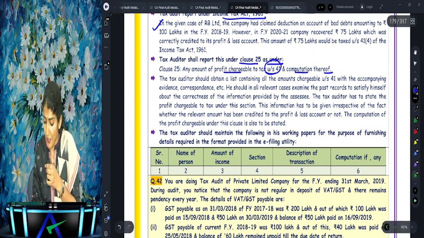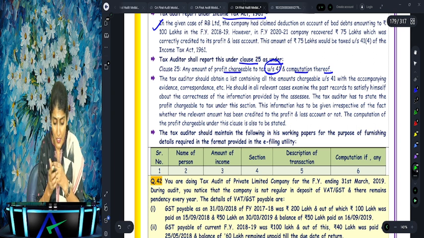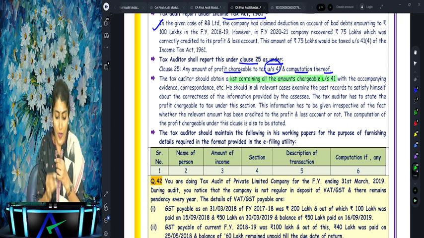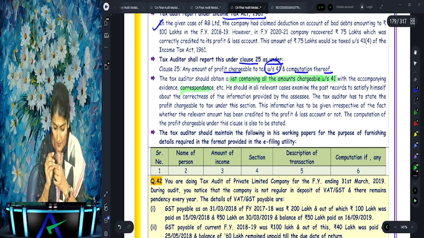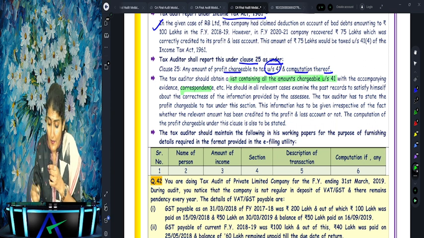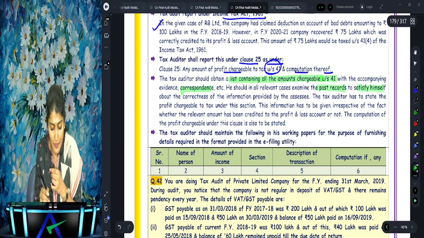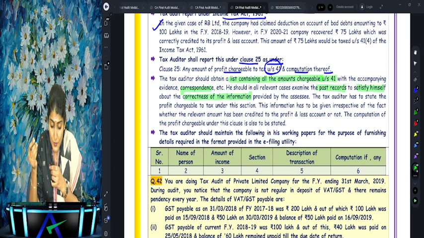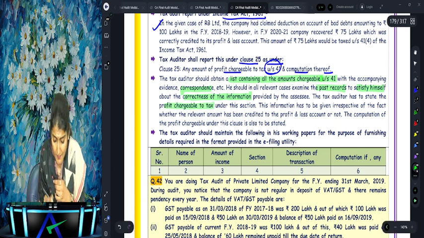And then the audit procedures. What are the audit procedures? The tax auditor should obtain a list containing all the amounts which are chargeable under section 41 with the accompanying evidences, correspondence, etc. He should, in all relevant cases, examine the past records to satisfy himself about the correctness of the information. The tax auditor has to state the profit chargeable to tax under this section.